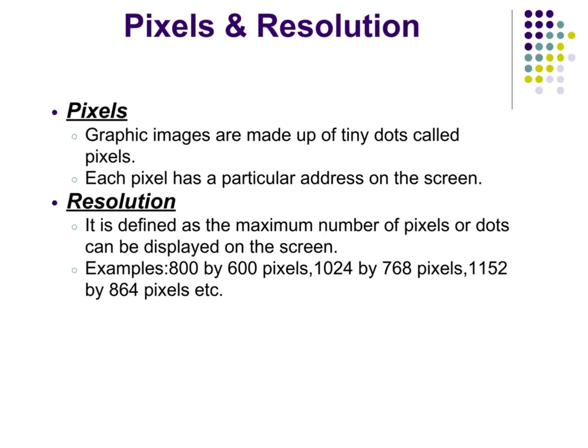Next, we can see pixels and resolution of screens. What is a pixel? Graphic images are made up of tiny dots called pixels. Each pixel has a particular address on the screen. Resolution is defined as the maximum number of pixels or dots that can be displayed on the screen. Examples are 800 by 600 pixels, 1024 by 768 pixels, 1154 by 864 pixels, etc.